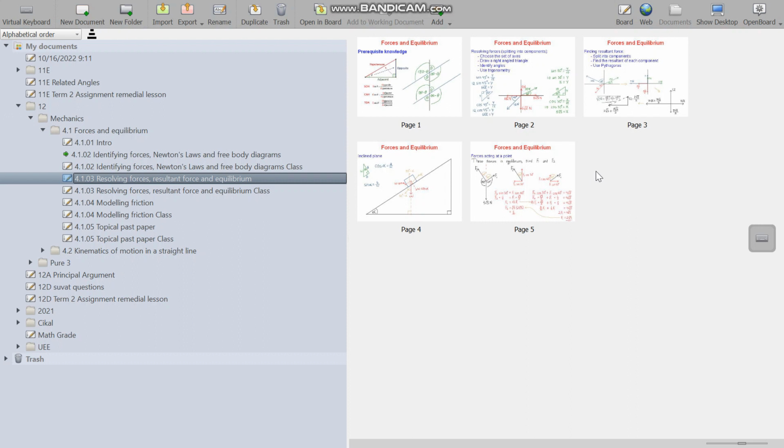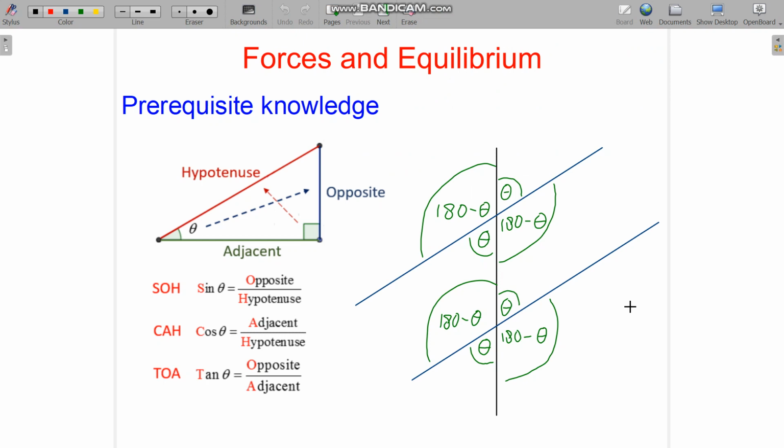This video is about resolving forces, resultant force, and equilibrium. Prerequisite knowledge, something you have to know in previous classes.